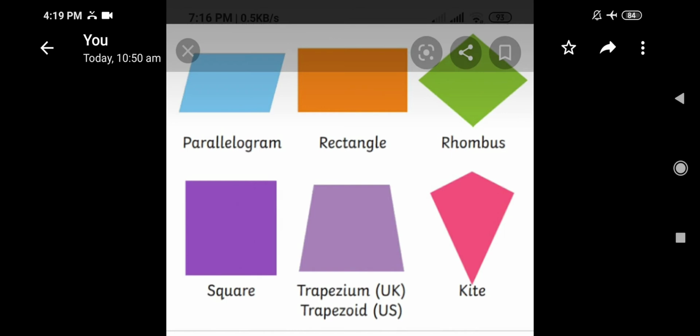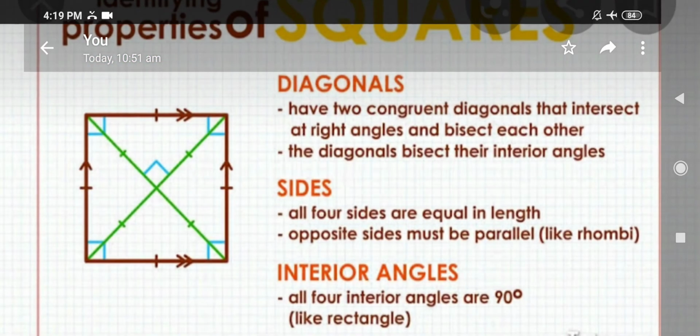Now here in India we call it trapezium, which is based upon the UK or British language, but in the US it is also called a trapezoid. So in this lesson we are going to learn mainly the properties of four quadrilaterals, that is parallelogram, rectangle, rhombus and square. First, let us see the properties of a square.